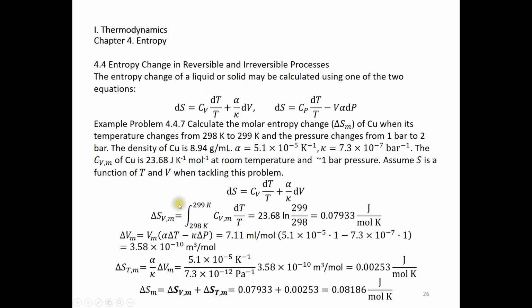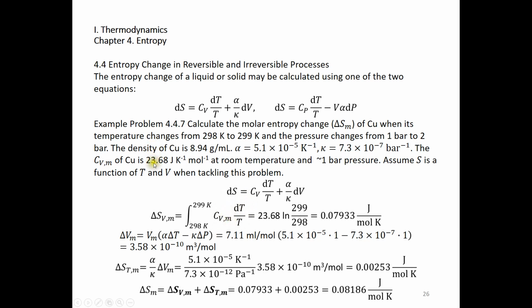First let's look at this. In this equation, we have the molar entropy change under constant volume condition. That's why we can use CVM over here. We have CVM, and then the logarithm of T final over T initial. We get this number. This is the entropy change of the system due to the temperature change under constant volume condition.